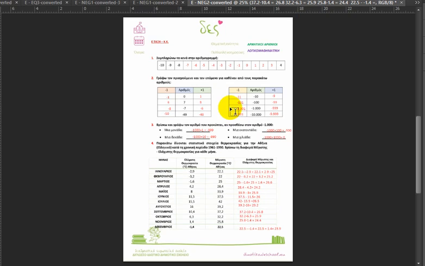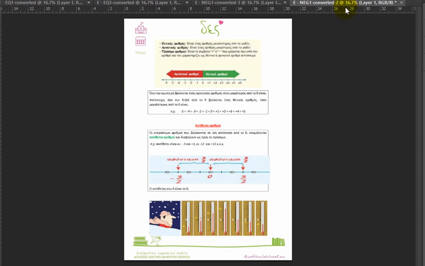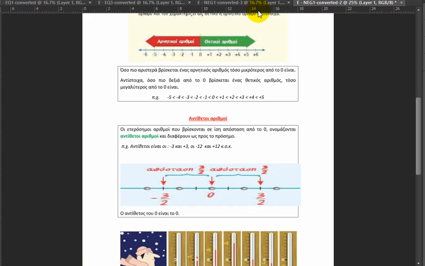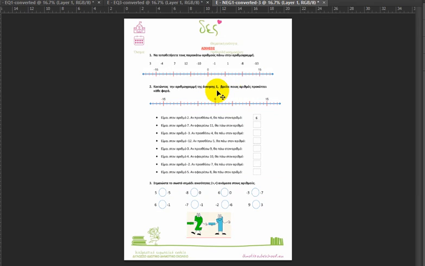That's exercise 1. If you need to check your answers, pause the video and let's continue. Okay, so this one is also theory. So let's go here.